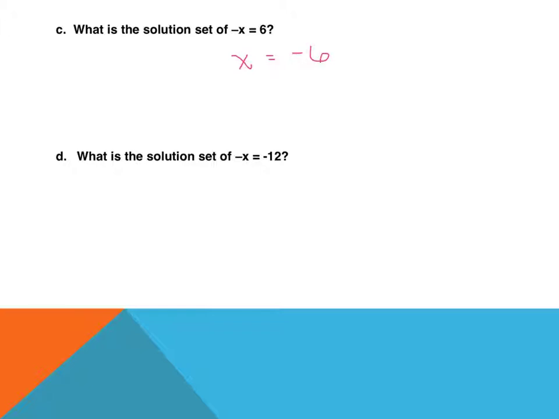If negative x is equal to negative 12, then I want to know the opposite of that solution. The opposite of negative x is x, and the opposite of negative 12 is positive 12.